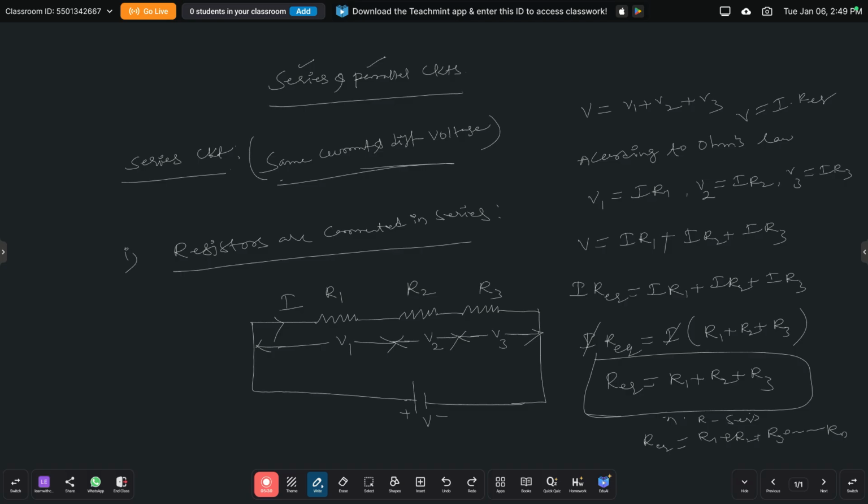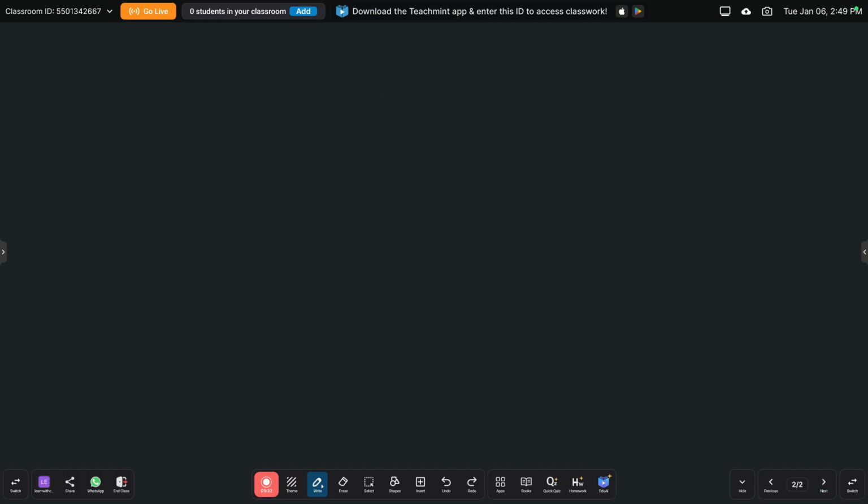This is the first case, and the second one is inductors connected in series.